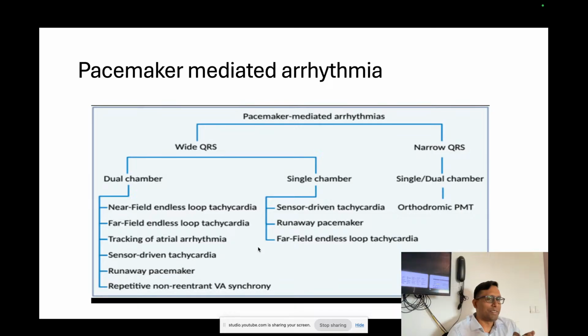Sanjeev is saying yes. Tell me, Sanjeev, what is run-away pacemaker? Run-away pacemaker. We've already taught. Pacemaker malfunction. Yes, good.